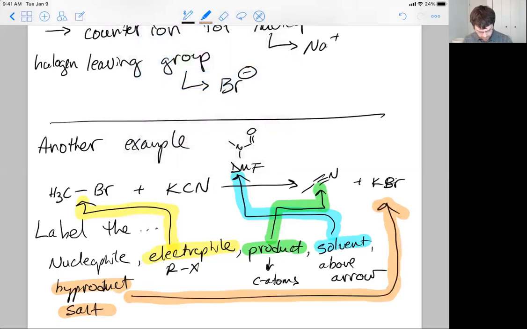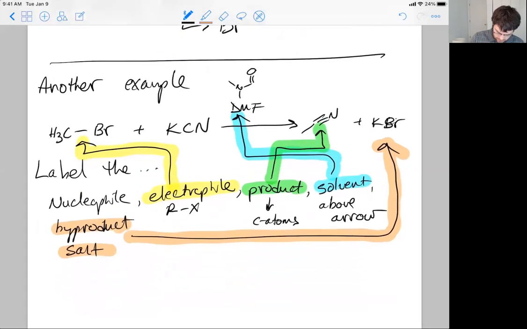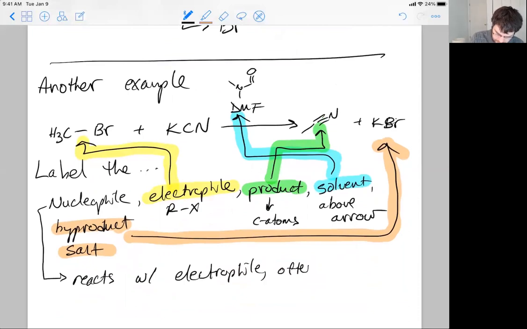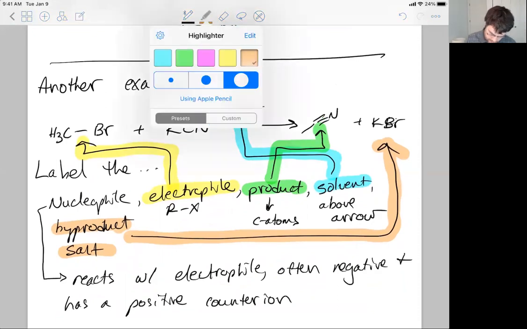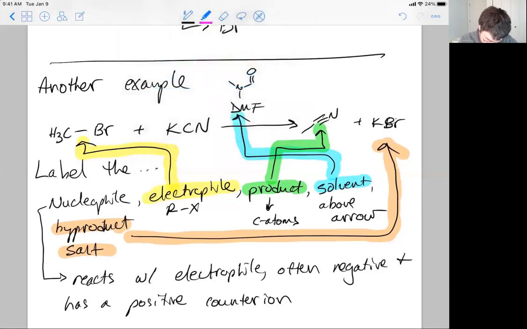Now let's see, did I get everything? Oh, I forgot the nucleophile. So the nucleophile generally reacts with the electrophile, and it's often negative and has a positive counterion. Now let's see, what color did I not use? Looks like purple. So the nucleophile in this case is KCN.